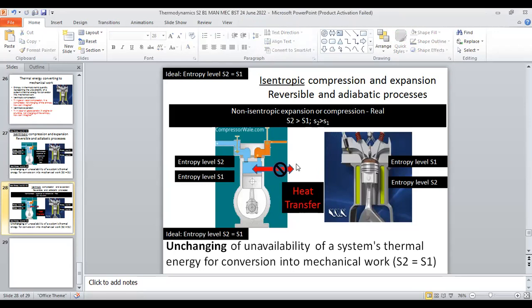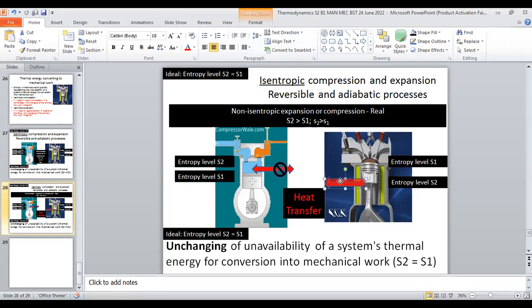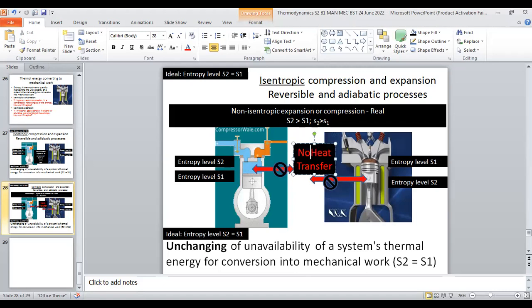So transfer is considered no. Towards, but in both cases it's outward, but I just put both arrows. So no heat transfer. No heat transfer.